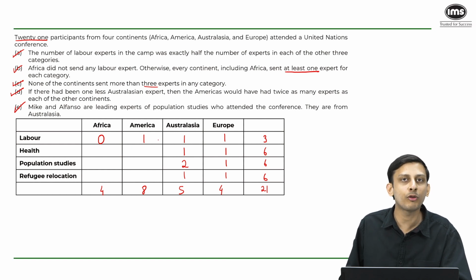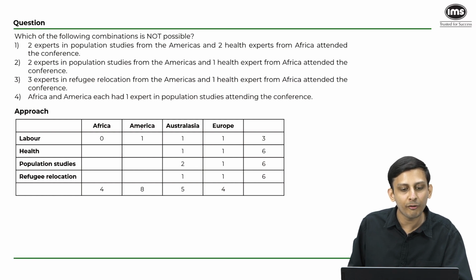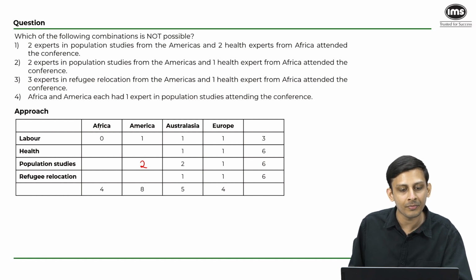And now we will have to come to the questions. So looking at the first question, which of the following combinations is not possible? We'll have to go option by option. If you look at the first option, 2 experts in population studies from the Americas. So from America, we have 2 in population studies and 2 health experts from Africa.